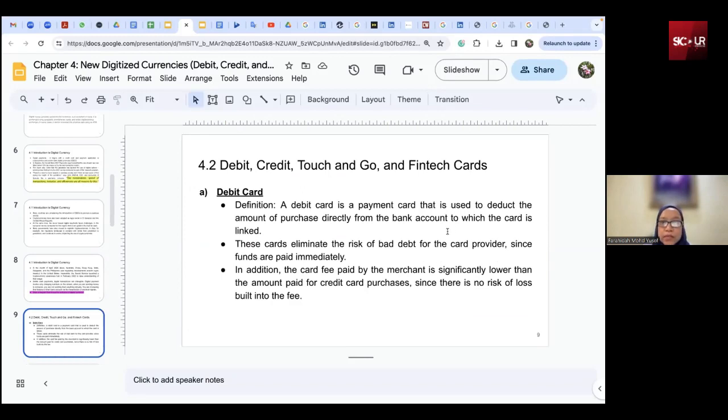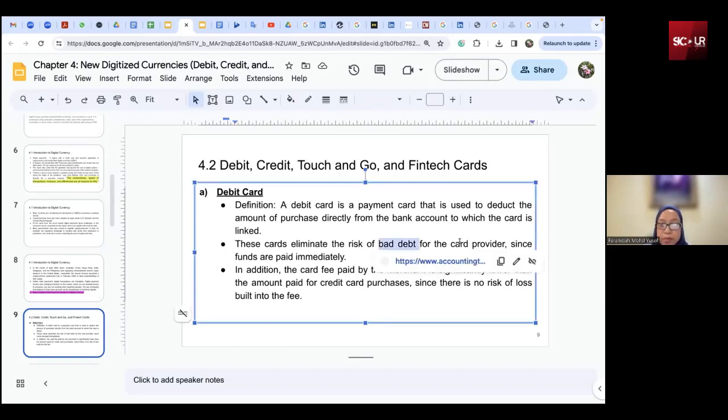Okay, debit card, touch and go, and fintech cards. So what is debit card? So debit card is very common kan. This is the definition. This debit card, the payment card that is used to deduct the amount purchased directly from the bank account, which the card is linked. Okay, the card eliminates the risk of bad debts lah kan.